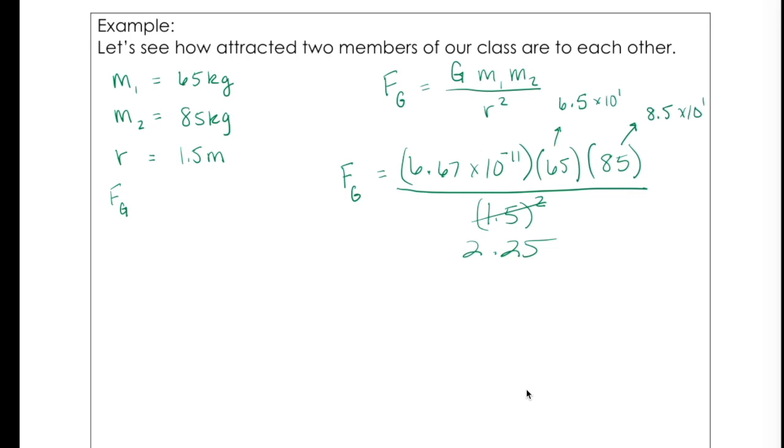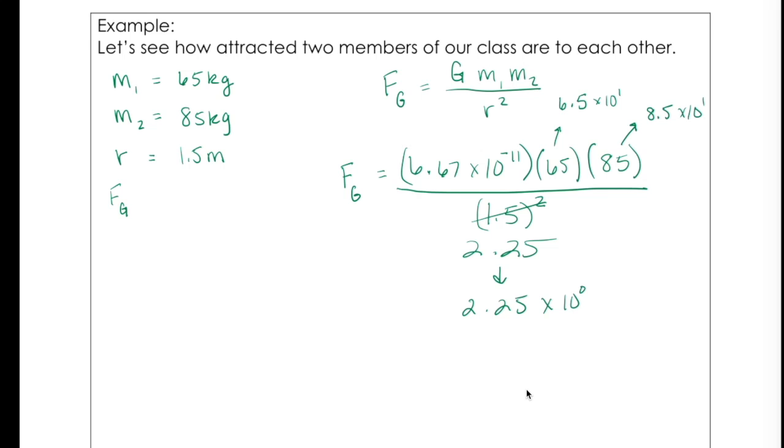And then for my bottom number, this is going to be 2.25. It's already between the 1 and 10 values, so it would be times 10 to the 0 power. I'm just putting them all into scientific notation so it's easier to go through and do the multiplication and dividing using scientific notation.